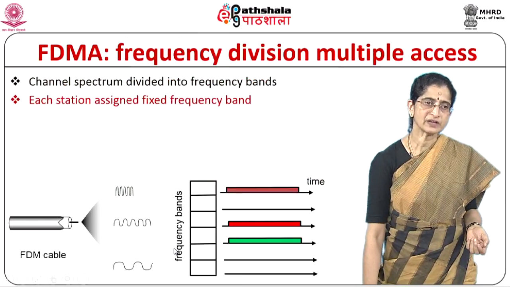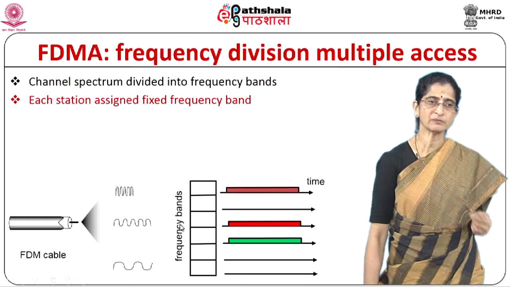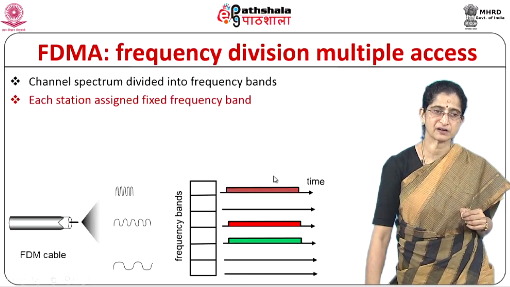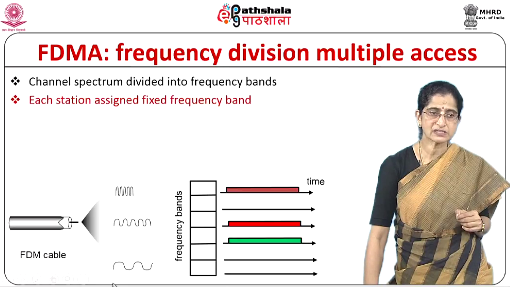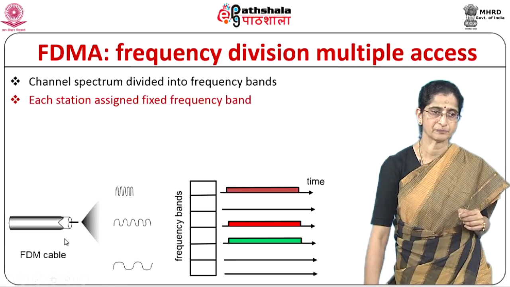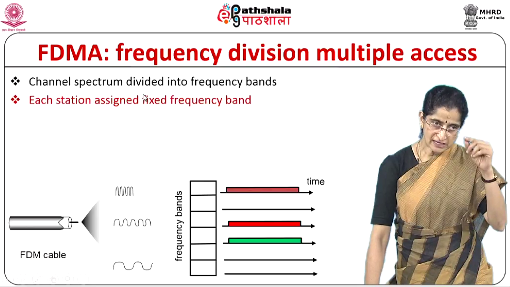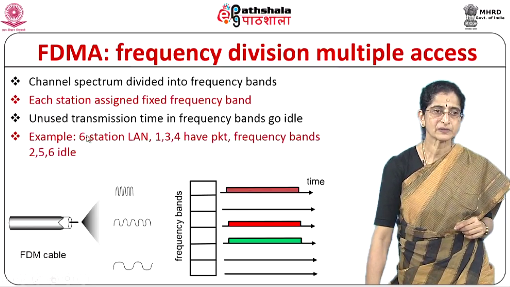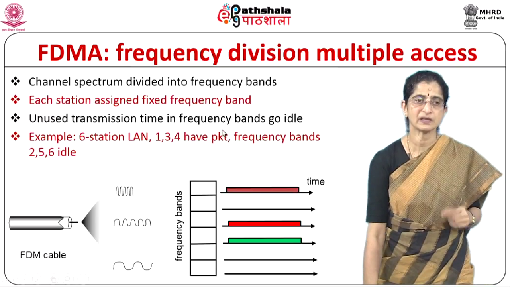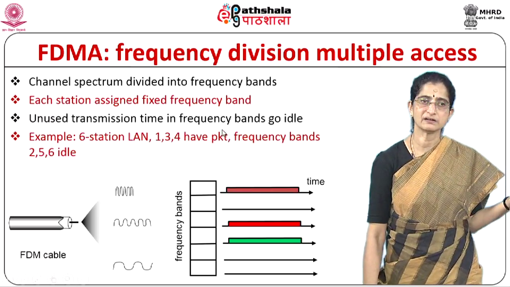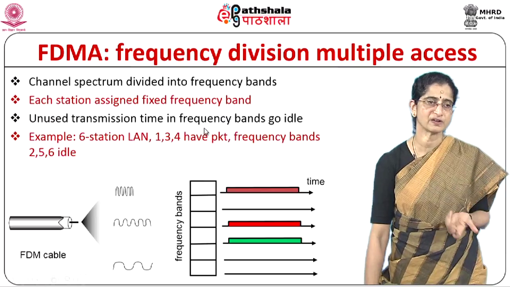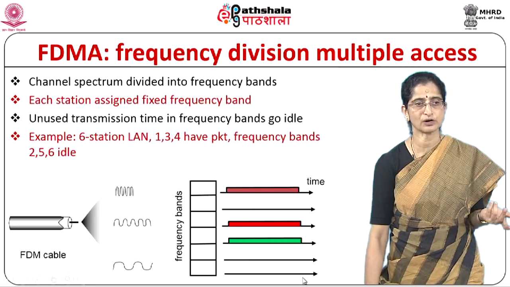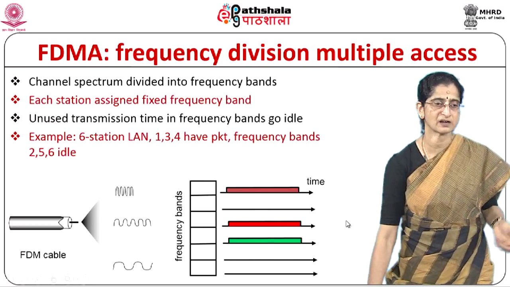Now, in frequency division multiple access, FDMA, we have different frequency bands available. There are multiple frequency bands sharing the same channel, the same cable. The channel spectrum as a whole is divided into frequency bands. Each station is assigned a fixed frequency band, and the unused transmission time in the frequency bands will go idle. Just as in TDM the unused slots go idle, here the unused frequency bands go idle. For instance, here 1, 3, 4 have a packet, and the other 2, 5 and 6 do not have a packet. Those lines will go idle. Those frequencies are unused.